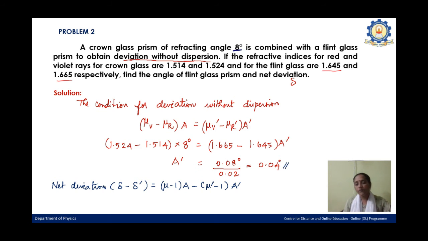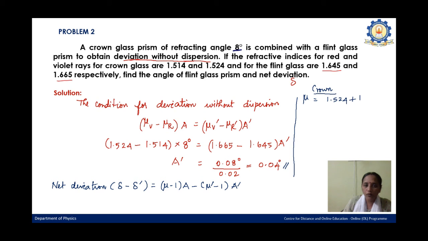A and A prime we already know, but in the problem we have mu b prime, mu r prime, mu b and mu r, but we need mu. What is mu? Mu is the refractive index of yellow color, the mean ray. So we have to calculate mu, that is the mean. You have to take the average of the extreme colors. Let us do it for crown.